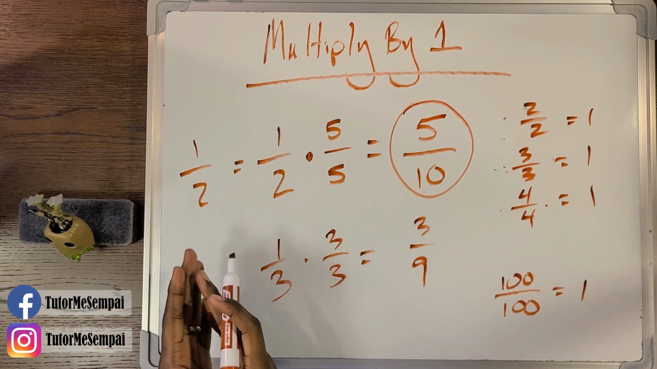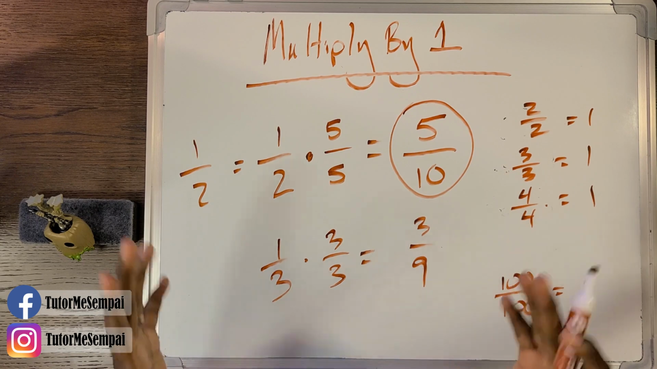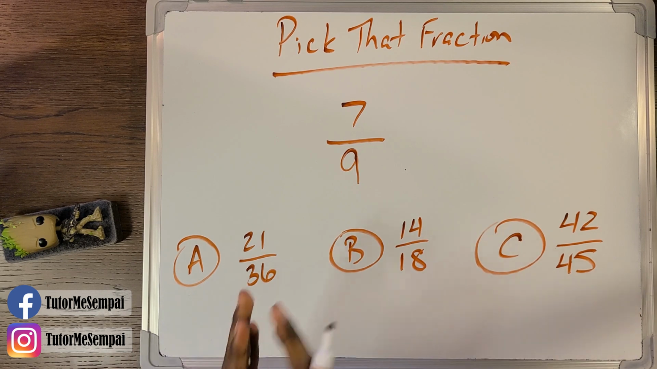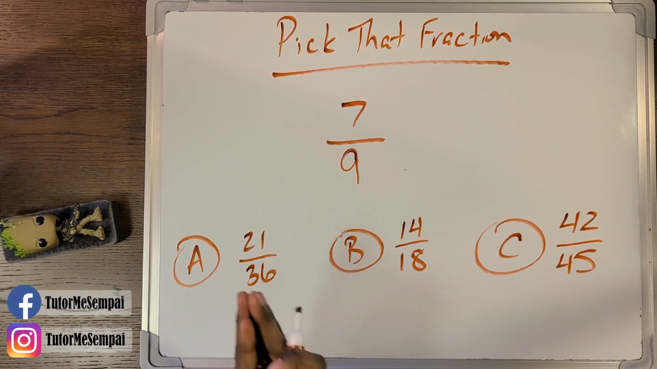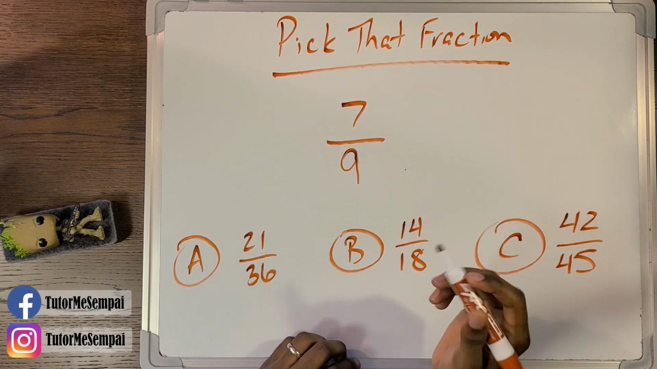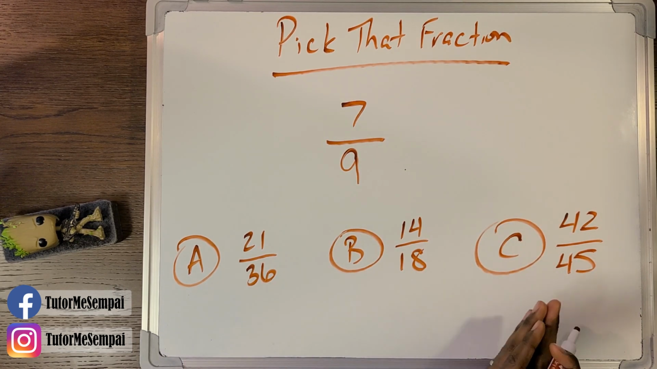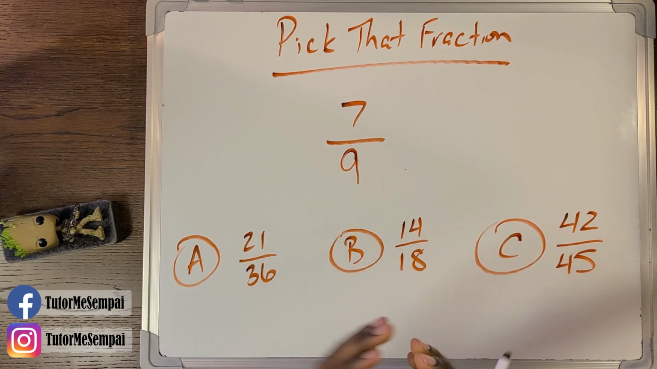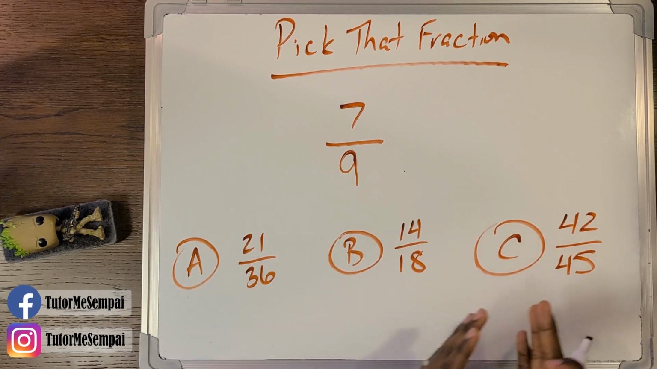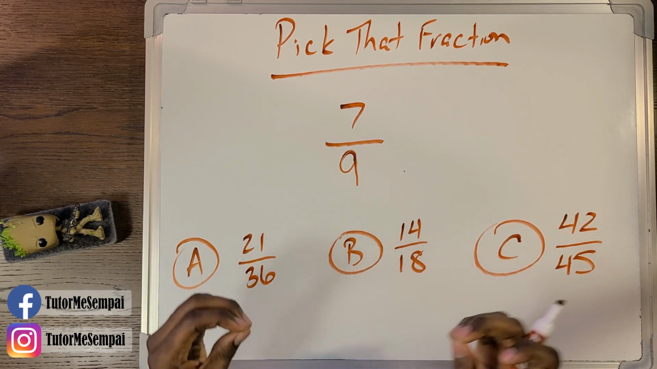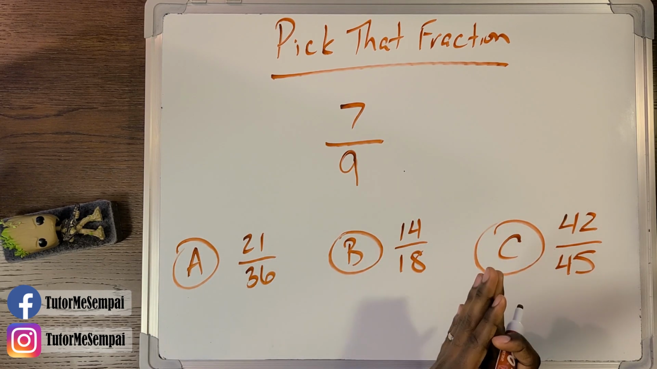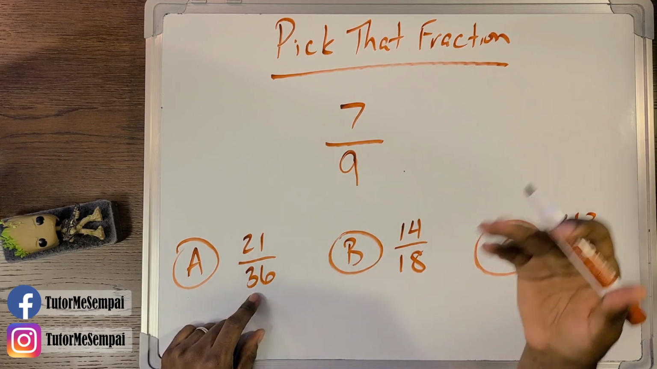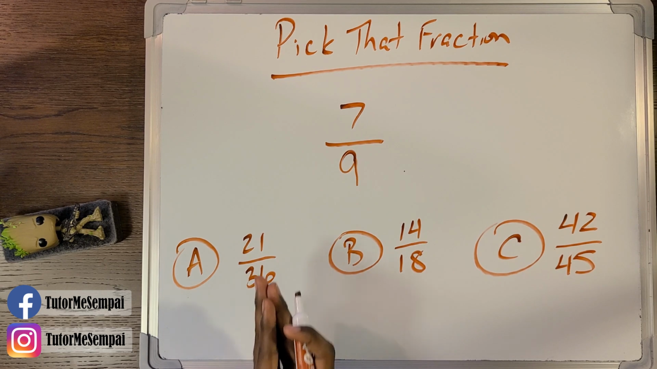So now that we know how to make equivalent fractions, let's see if we can identify an equivalent fraction in one more example. Here we have our last example for today, and we're going to pick that fraction. More specifically, we're going to pick that equivalent fraction. We have 7 over 9, and we need to find out, is it A, B, or C that's going to be our equivalent fraction? Remember, an equivalent fraction has to mean the same thing. So which one of these, A, B, or C, is going to give us our equivalent fraction? Let's figure this out together. Remember, whenever you're making an equivalent fraction, we want to multiply the top and bottom by the same number. If we do that and we get the resulting fraction, it should be an equivalent fraction.